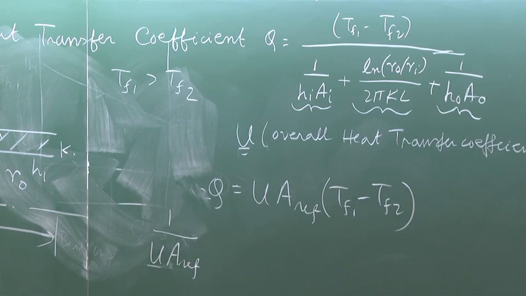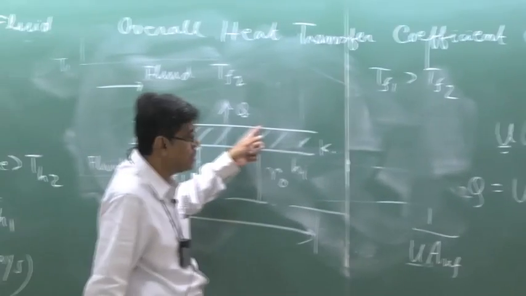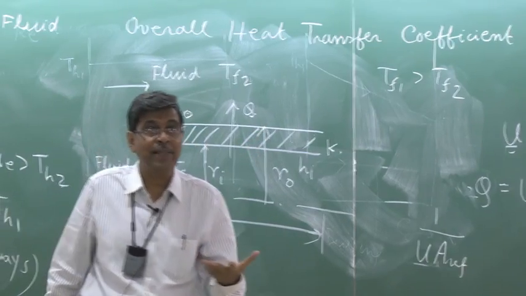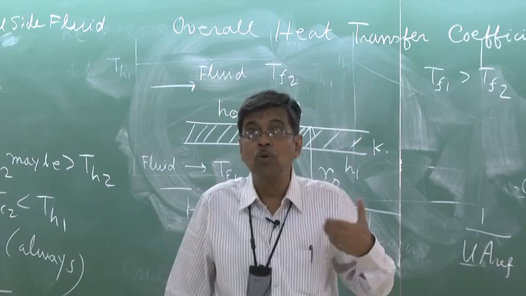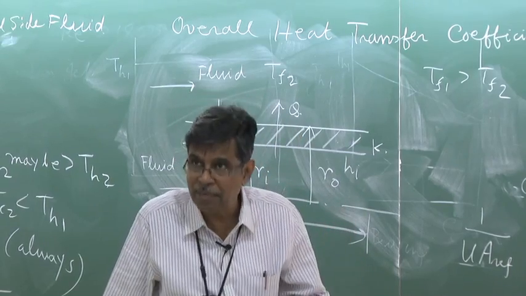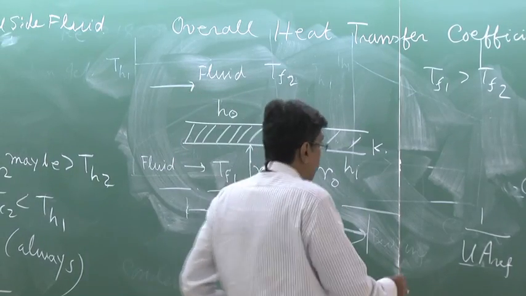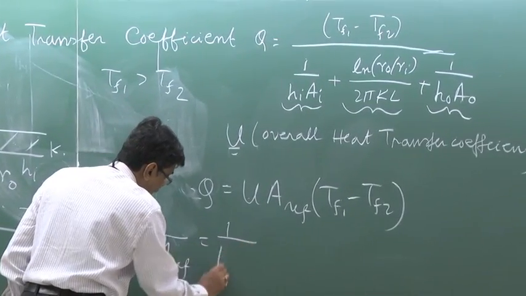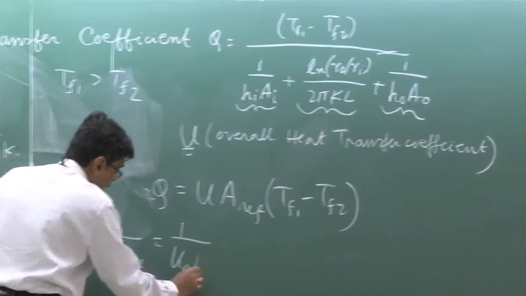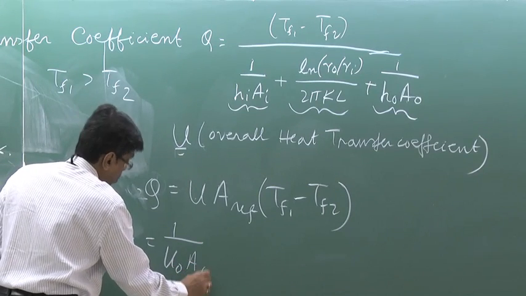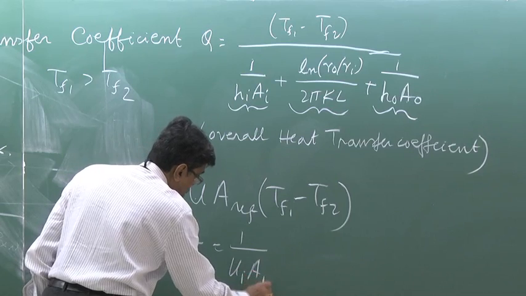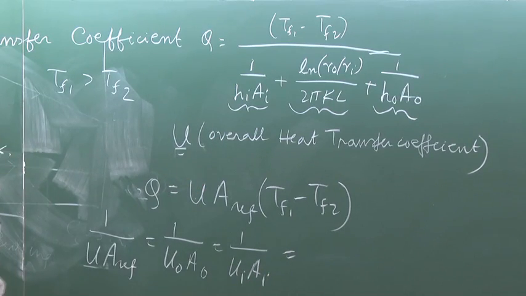Sometimes this reference area may be either the outside surface area or the inside surface area. Accordingly, U is defined as UO or UI, that means based on the outside reference area or the inside reference area. One can write, by comparing these two, 1 by UO AO is equal to 1 by UI AI, all these things as the total resistance.